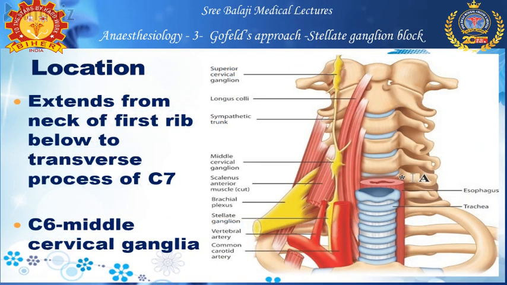So this ganglion is located in the neck and it extends from the first rib up to the transverse process of C7. And you can see in this picture that the C6 level will harbor the middle cervical ganglion.